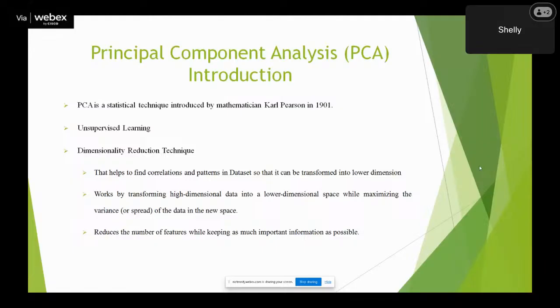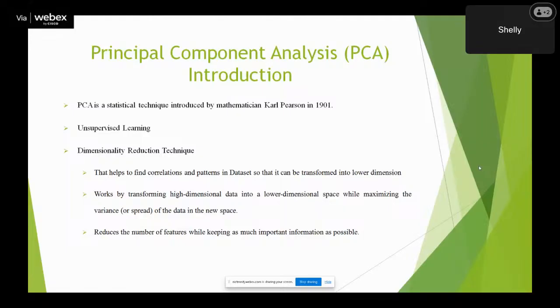In yesterday's class we talked about how ML can be classified into supervised, unsupervised, and reinforcement learning. What we started yesterday was logistic regression, which we said belongs to supervised learning techniques. Now, principal component analysis comes under unsupervised learning, and it's a statistical technique introduced by the mathematician Karl Pearson in 1901.